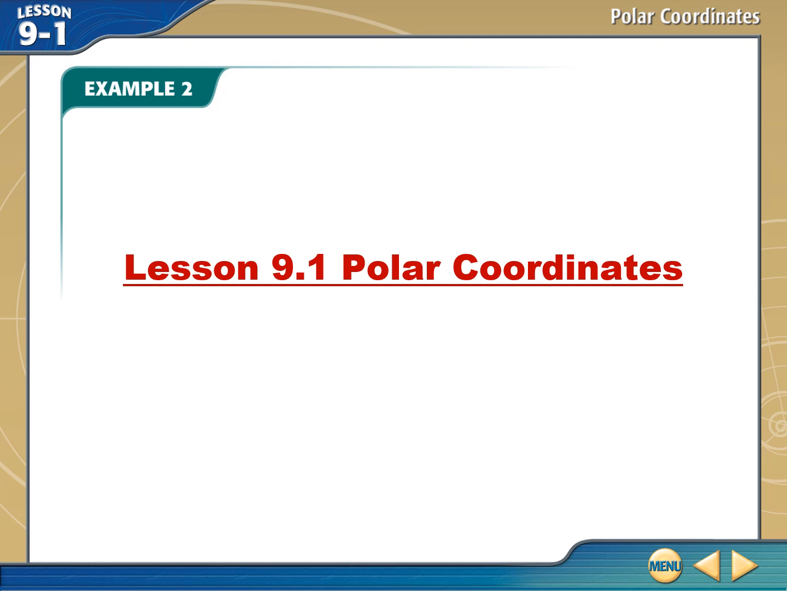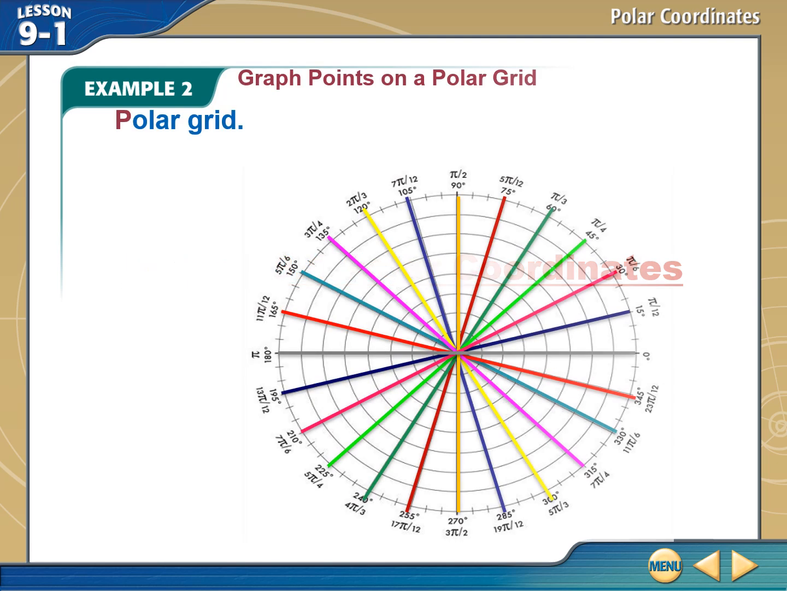Today in this lesson 9.1, polar coordinates, we will study how to graph points on the polar grid. You can see a polar grid in which there are very small circles. These circles are the distance from the pole, and they are referred to as r. This is the first circle, so r equals 1. Here is the second circle, r equals 2. Here the third circle, r equals 3. Fourth circle, r equals 4, and so on.